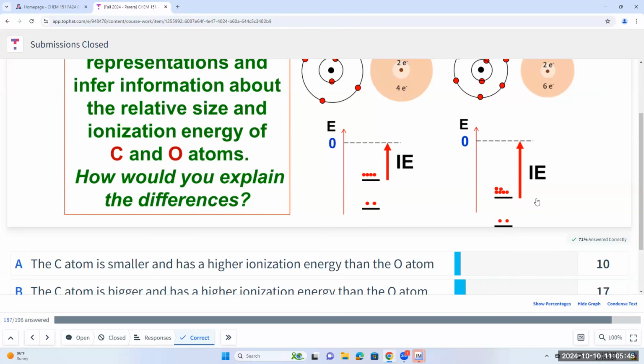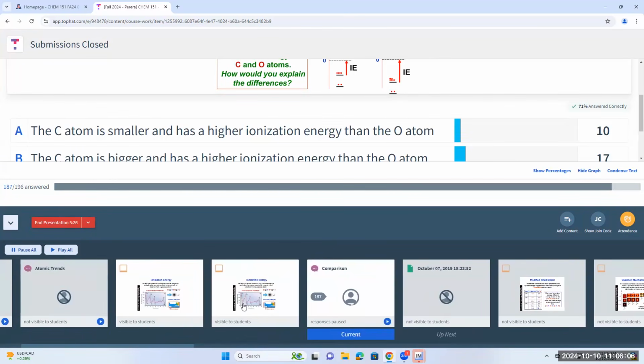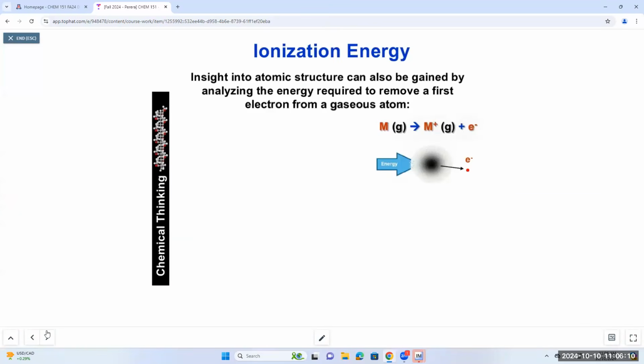Okay, so if that is the case, what we want to do now is, so we did explain the size trends using the shell model. We also predicted what's going to happen to the ionization energies. Let me show you the actual data as well for ionization energies. Okay, so we predicted the ionization energy is going to be higher when you go across a period from left to right. Okay, and then here are the actual data.